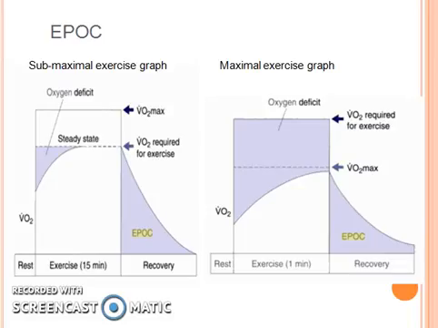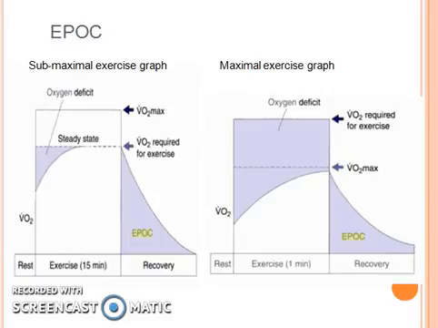EPOC stands for excess post-exercise oxygen consumption. These graphs show submaximal and maximal EPOC graphs. The submaximal shows a steady state, which is a plateau on the graph. The shaded areas show oxygen deficit. This is a temporary shortness of oxygen during exercise.